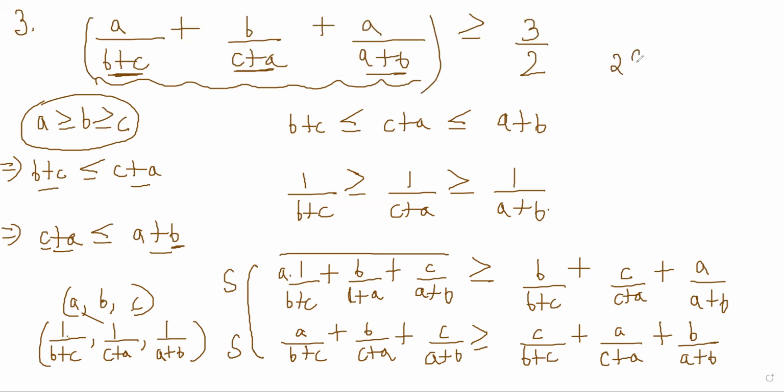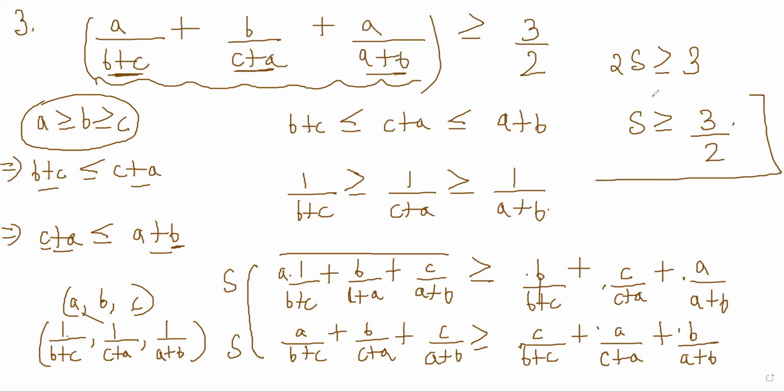And you can say 2S is greater than or equal to, when you add these, this plus this becomes 1, this plus this becomes 1, and this plus this becomes 1. So you get 2S is greater than or equal to 3, and S is greater than or equal to 3 by 2, which is the proof of Nesbitt's inequality, right? So I hope you understood how we applied rearrangement here.